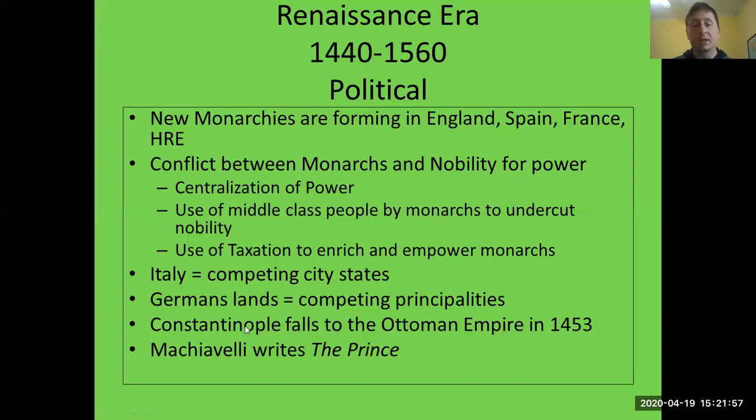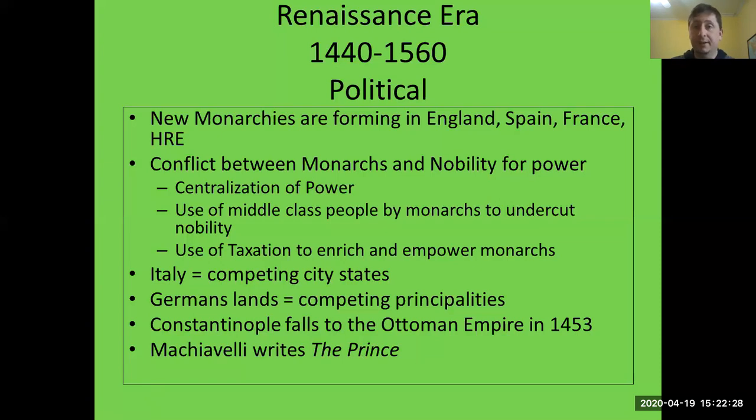This is also a moment when a lot of scholars leave Constantinople and come to Rome, which has re-risen as a new major city-state in Italy. And they bring with them guys like Plato, Aristotle, Averroes, guys who are going to add to the intellectual movement that we're going to see in a couple of slides. This is also the moment when Machiavelli writes The Prince.